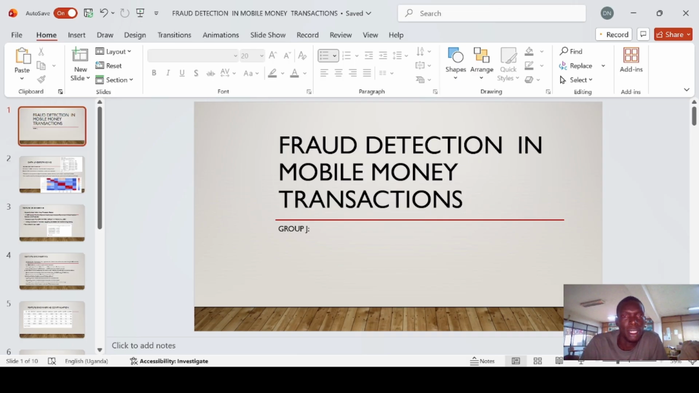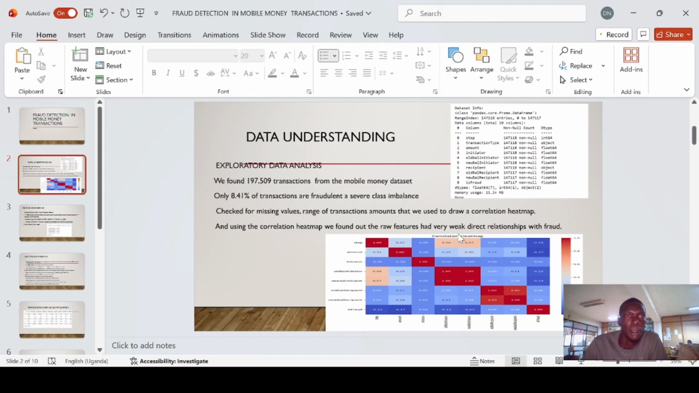I'll be presenting fraud detection in mobile money transactions, and I will be briefly explaining the dataset and the feature engineering phase of our project. We worked with a synthetic mobile money transaction dataset which contains over 197,000 records, including the transaction type, amount, and account balances before and after each transaction.